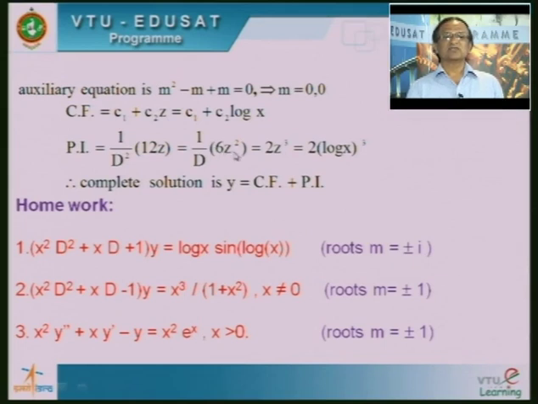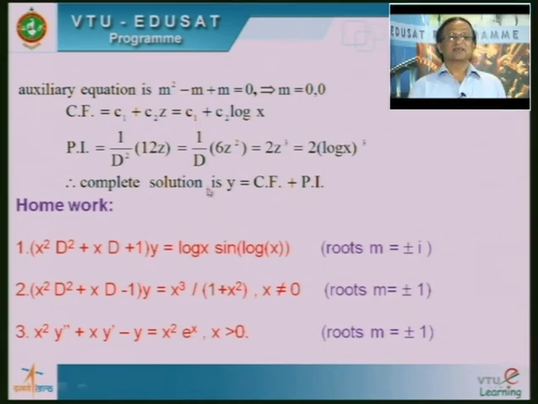So, 6 is constant, the integration of z square with respect to z is z cube by 3, and after simplification I hope I can obtain 2 times z cube, that is equal to 2 times (log x) to the power 3. So, this is the particular integral of the given differential equation. Therefore, the complete solution of the given equation is y is equal to complementary function plus particular integral.